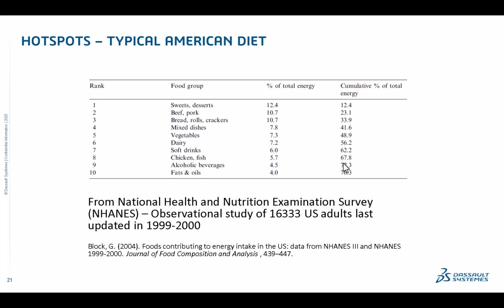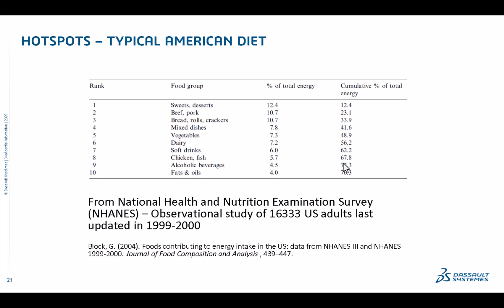In the next example, we can look at the typical American diet. So this is from the National Health and Nutrition Examination Survey that was run in the years 1999 to 2000. And in this survey, they asked adults what foods comprised their diet. And so we're looking at the top 10 foods that comprise the typical American diet based on a percentage of total calories, right? So sweets and desserts make up the highest percentage of calories in the American diet, then beef and pork, then bread rolls and crackers, mixed dishes, and so forth.